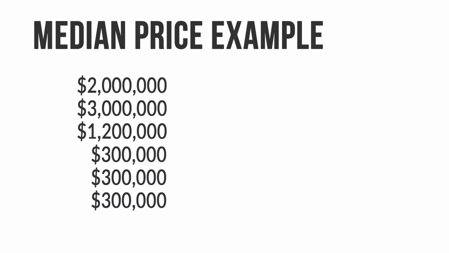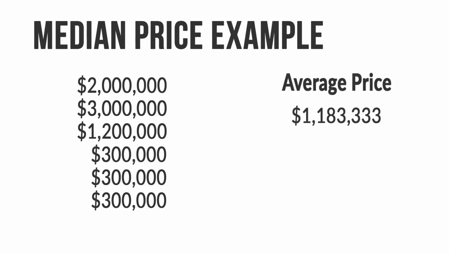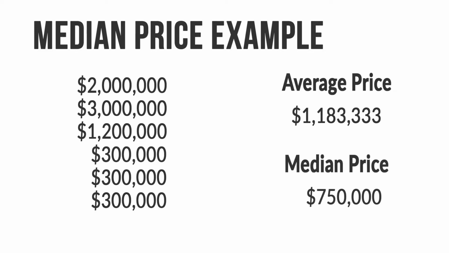Here's a simple example. To get the average, you add them all up and divide by the number of transactions. In this case, the average is almost $1.2 million. The median, though, is $750,000, which is the midpoint. Even though there are no transactions at $750,000, this median price paints a very different picture about what's going on.